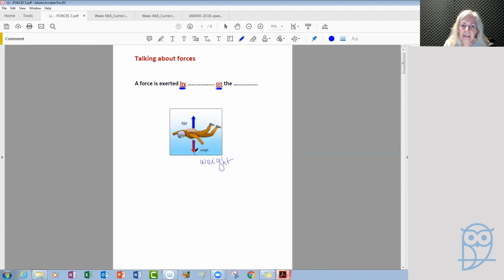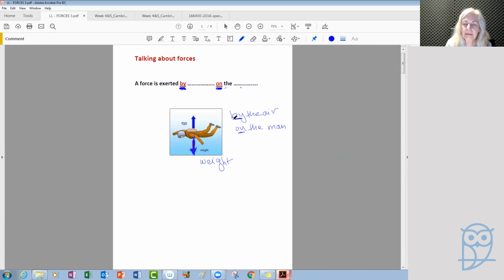The weight, for example, is the force exerted by the earth on the man, the parachutist. So by the earth on the man. And this "on" actually specifies where the arrow of the force is supposed to start from. So we started from the man downward with an arrow to show this force. The other force is exerted by the air on the man as well. By the air on the man.